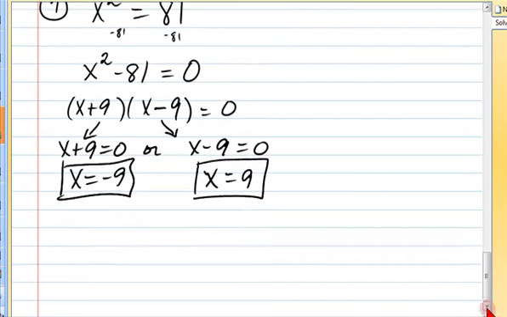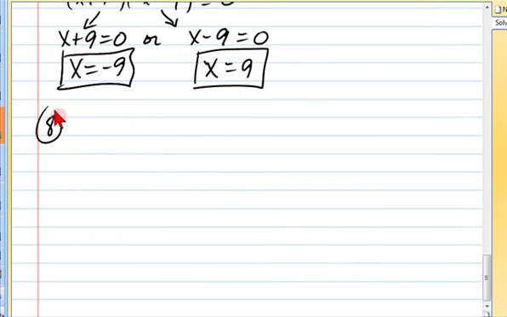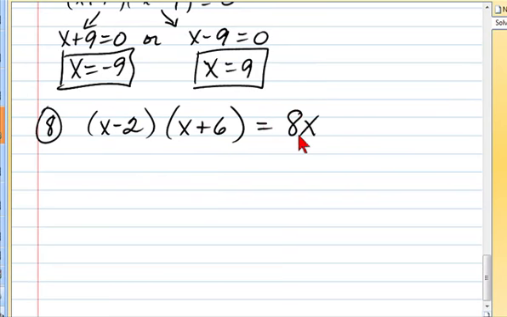All right, let's look at 8. I have parentheses x minus 2 times parentheses x plus 6 equals 8x. Now, at first glance, I'm thinking, oh, thank you very much. You've already factored for me. And then I look at the right-hand side. Is that a 0? Then this is a huge waste of time. I don't care what these factors are if it's equal to 8x. I only care that the factor product is equal to 0.